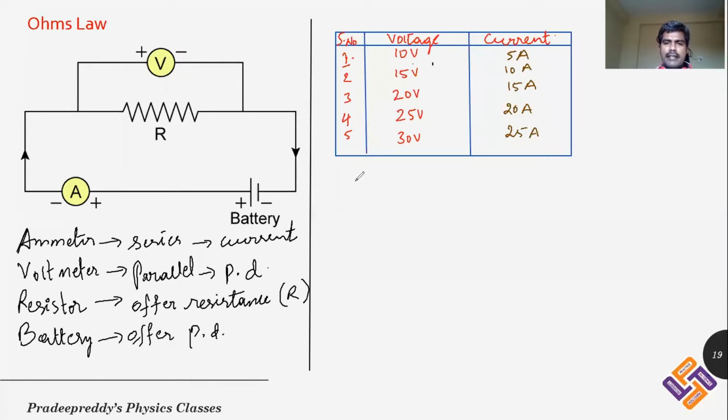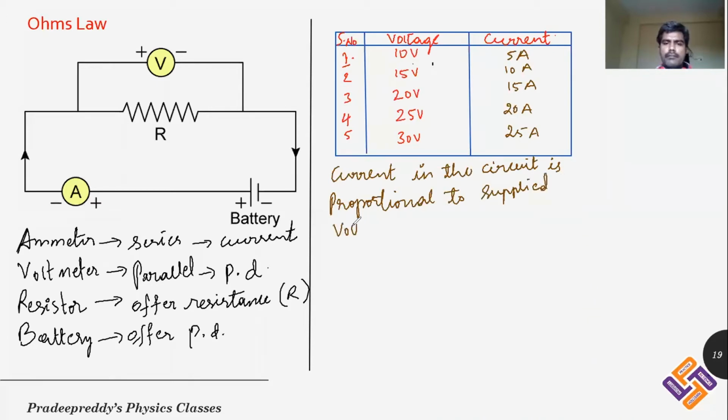So I can clearly write: current in the circuit is proportional to supplied voltage. So however much voltage you are providing, that much current will be flowing through the circuit. So that's what I can simply write: V is directly proportional to I.